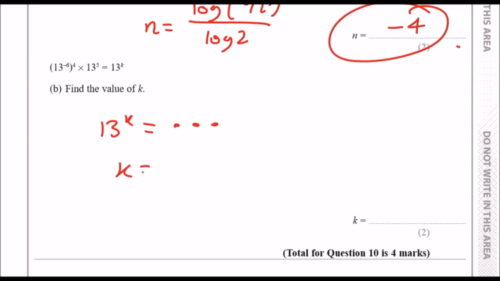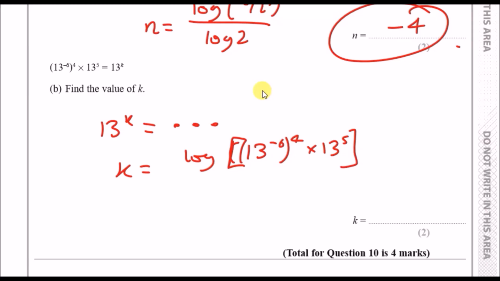Now you can just say k equals the log of everything that was on the left side. So let's make it clear, yeah? So 13 to the power negative 6, power 4 times 13 to the power 5, all of this over log, what was in front of the k? 13. See what you guys get for this one too, yeah?